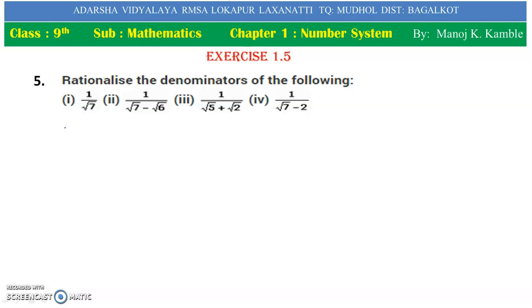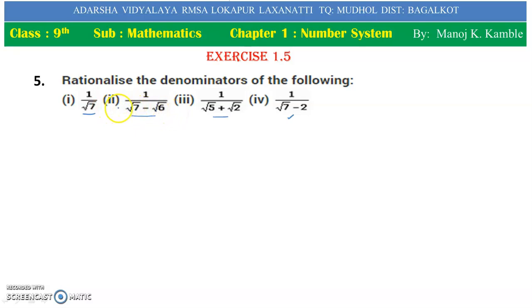Rationalize the denominators of the following. Here four questions up to Roman 4 are given. The question says to rationalize the denominator. In the first question there is an irrational number, in the second there is also an irrational number, in the third the denominator is also irrational, and in the fourth question the denominator has an irrational number. So here all the denominators contain irrational numbers.